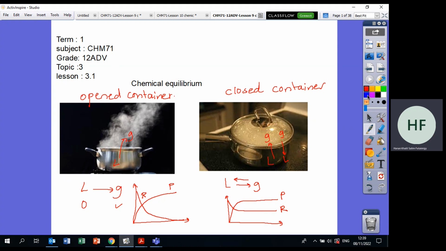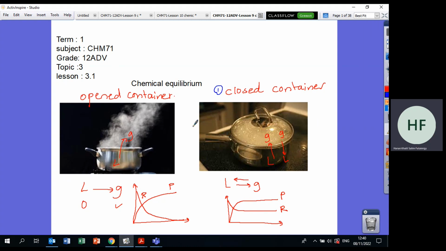Now, what is the rule for having this double arrow? First of all, I need to have a closed container. Second condition is I need to keep the temperature constant. I should not cool it down or I should not make the temperature more. So the temperature should be constant. Number 3, I have to make sure that no reactants or products escape. This means that I have to have a cover that is very well closing the container.